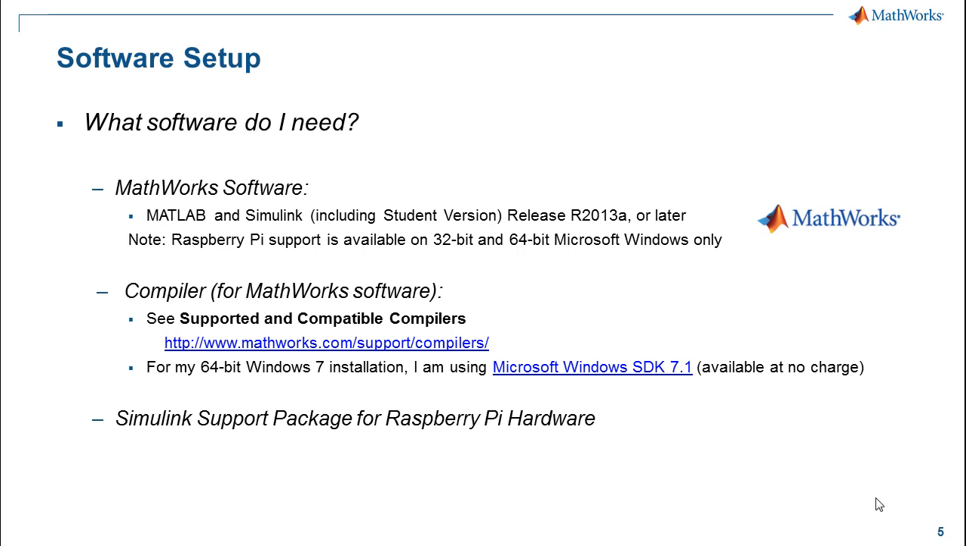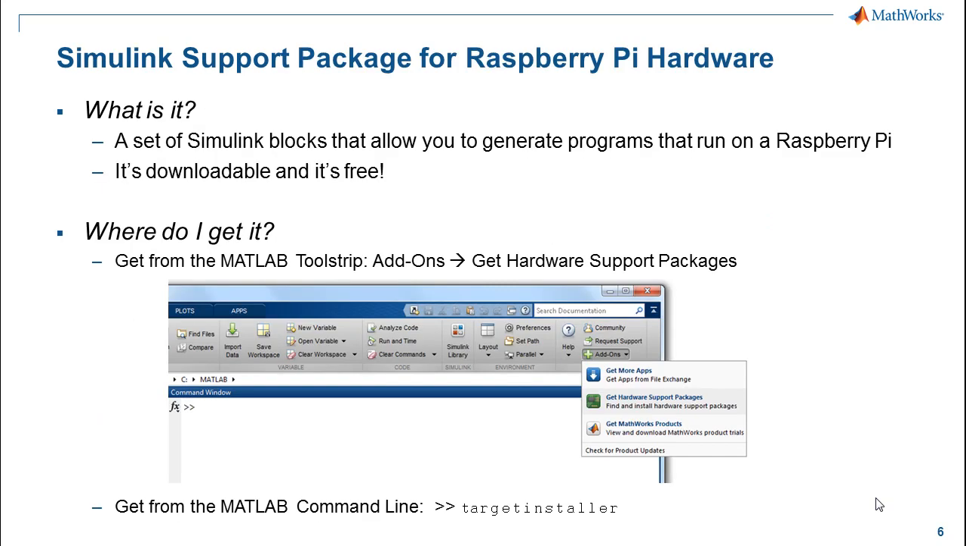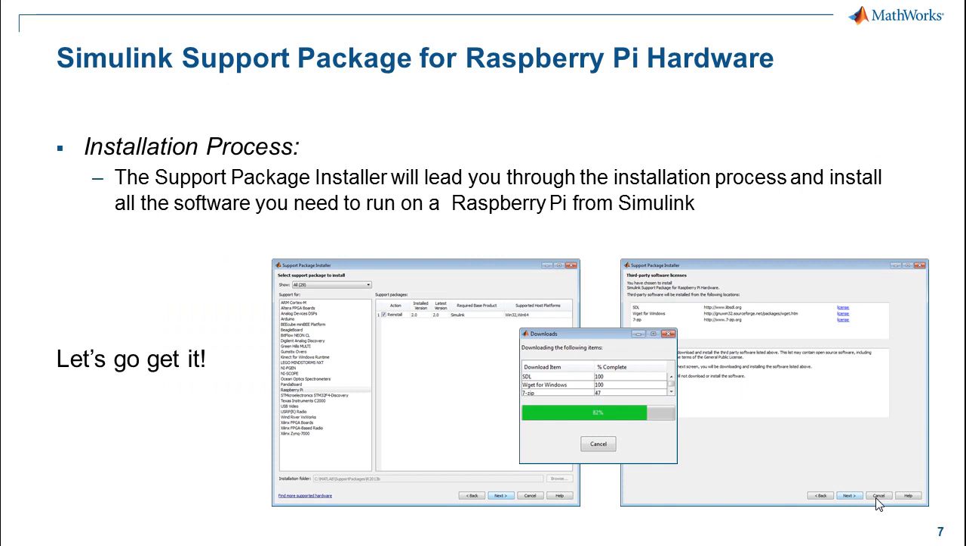And the third thing we need is a Simulink support package for Raspberry Pi hardware. What is that? It's a set of Simulink blocks that allow you to generate programs that run natively on the Raspberry Pi. It's downloadable and it's free. Where do you get it? You get it from the MATLAB tool strip. You can click Add-ons and get hardware support packages, or you can also type at the command line Target Installer. The support package installer actually leads you through an installation process and installs all the software you need to run on a Raspberry Pi from Simulink. So let's go get it.